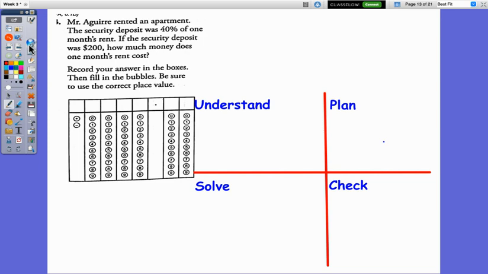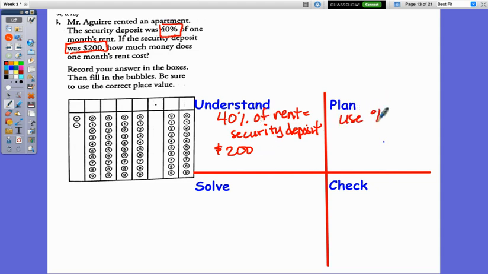Mr. Guerre rented an apartment. The security deposit was 40% of 1 month's rent. If the security deposit was $200, how much is 1 month's rent? Well, I know that 40% of the rent equals my security deposit, and I also know that the security deposit was $200. So I'm going to use a percent proportion, because that's what we're doing.